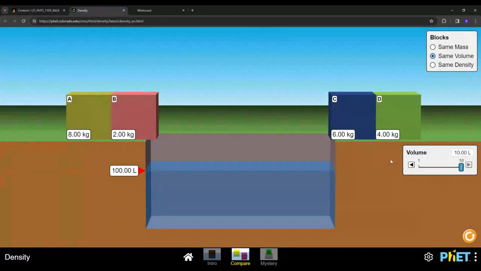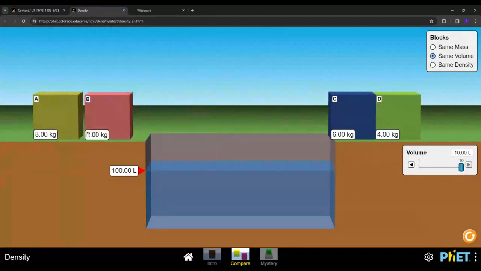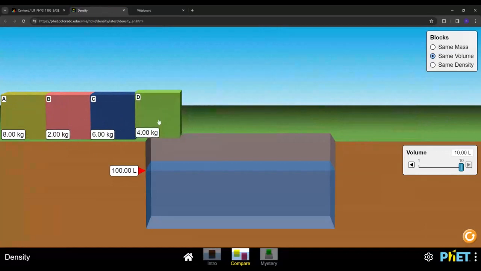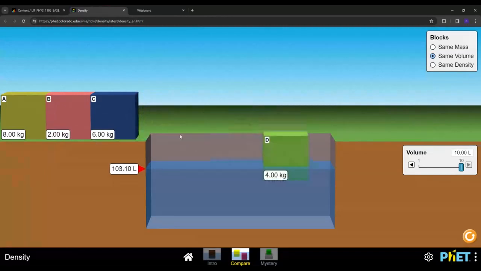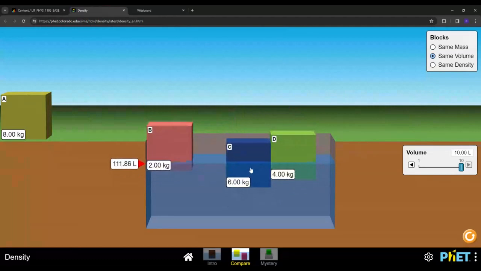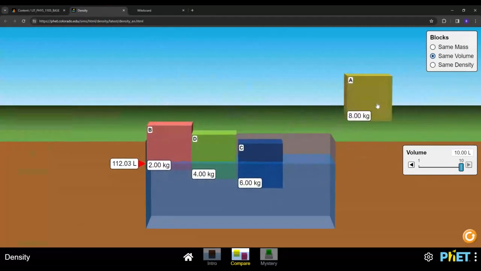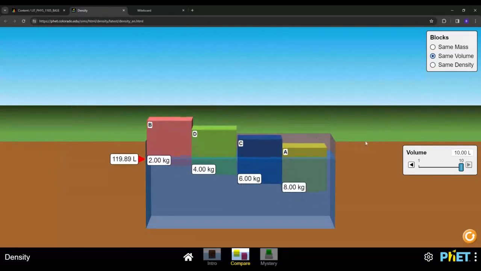So maximum volume. Notice then these are all exactly the same size as each other. We can put them all next to each other. I may have to hold the last one. Oh, no, it'll stay. And see they're all the same size as each other, but they're marked with different masses. That's going to change how they float. So let's see if I can put them in order. They're all the same size.